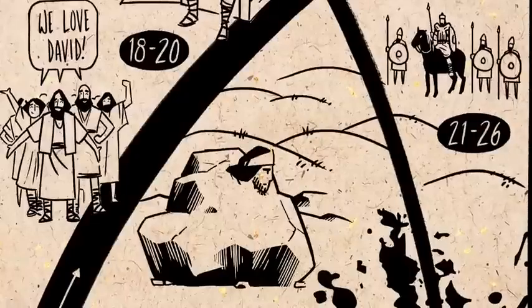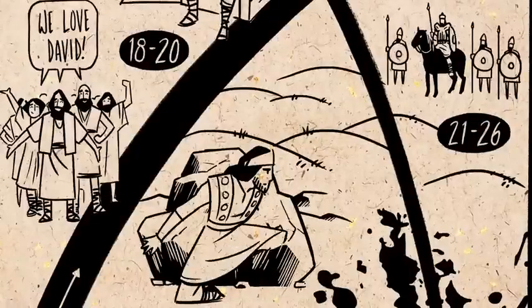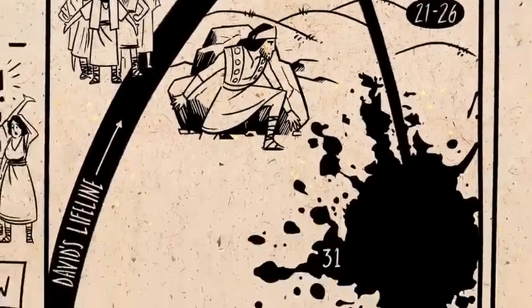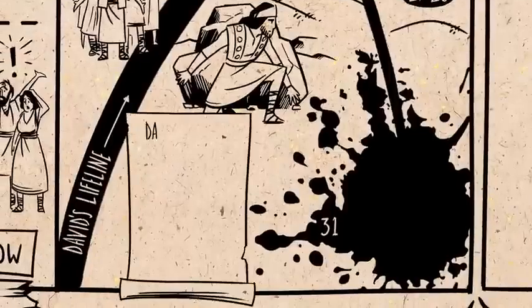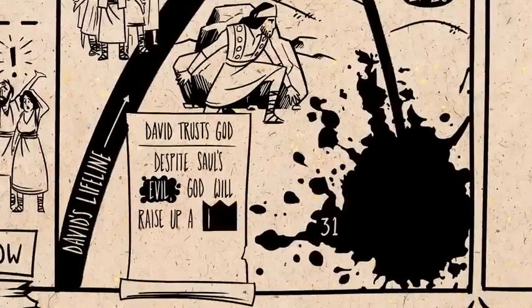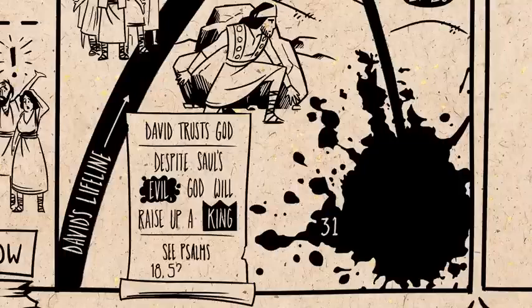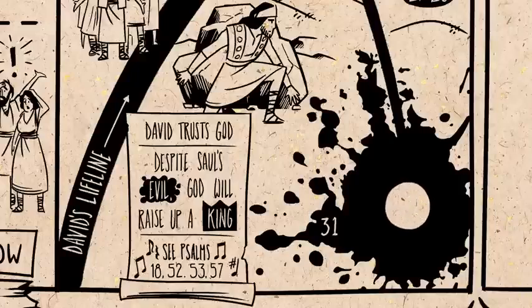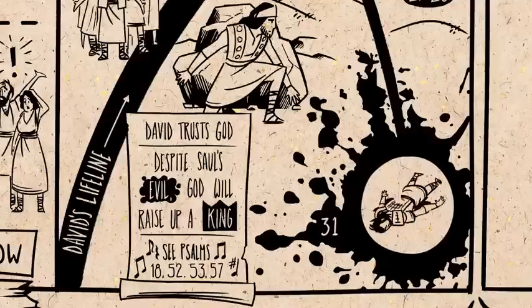And here we see David's true character. He has multiple opportunities to kill Saul, but he doesn't. He simply trusts that despite Saul's evil, God will raise up a king for his people. What's interesting, too, is that many of the poems of David that you find in the book of Psalms are linked to this very period of his life, and they all express the same attitude of trust. And so this section of the book ends with Saul coming to a grisly death after losing a battle with the Philistines.